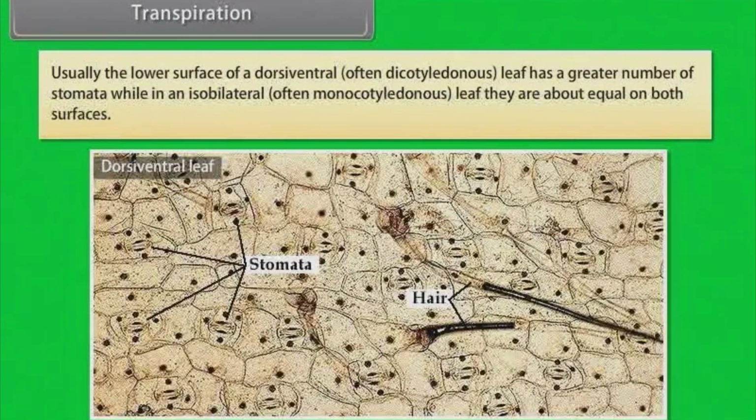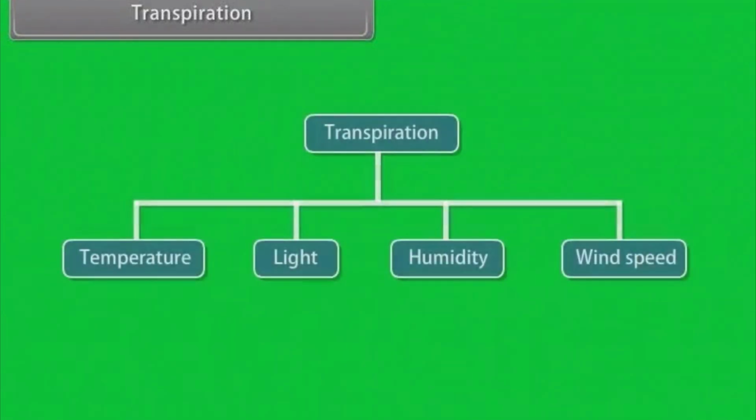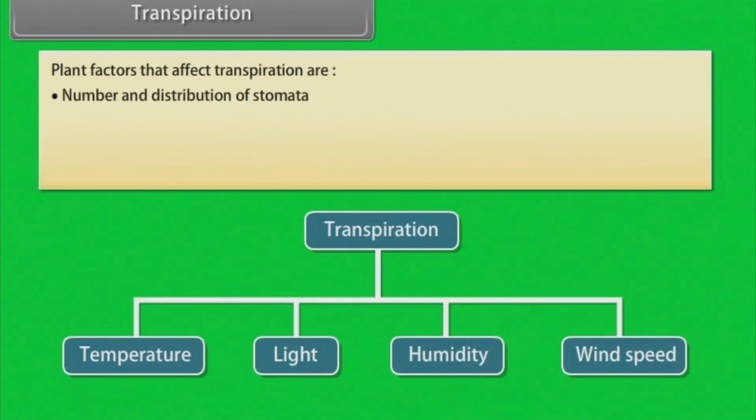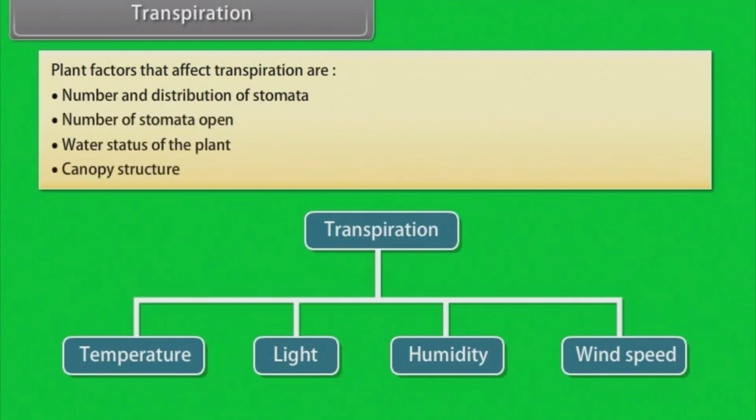Usually the lower surface of a dorsiventral or often dicotyledonous leaf has a greater number of stomata, while in an isobilateral or often monocotyledonous leaf, they are about equal on both surfaces. Transpiration is affected by several external factors like temperature, light, humidity, and wind speed. Plant factors that affect transpiration include number and distribution of stomata, number of stomata open, water status of the plant, canopy structure, etc.